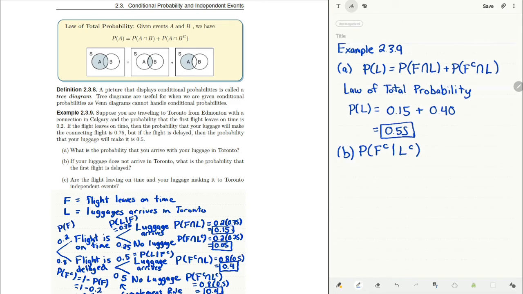And so to find this probability, we'll use the conditional probability formula. So this is equal to the probability that the flight is delayed and our luggage does not arrive in Toronto, divided by the probability that our luggage does not arrive.